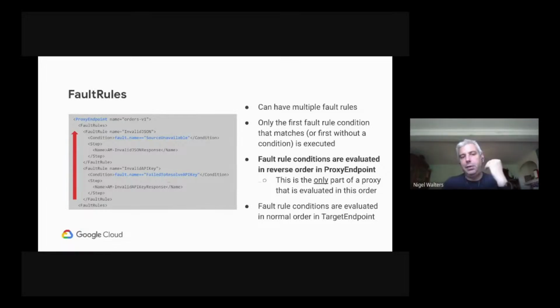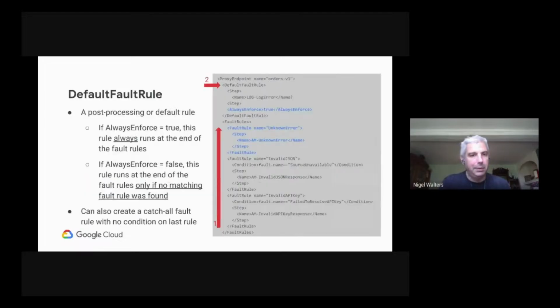After that's chosen, you then define a bunch of steps. Typically, these are going to include an assign message policy that's going to craft the response payload we want to send back, and that's going to process the logic to send that response. There's one funny little gotcha here to be aware of: on the proxy endpoint, fault rule conditions are evaluated in reverse order. So just be slightly aware of that when you're defining this.